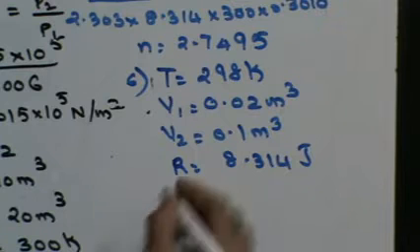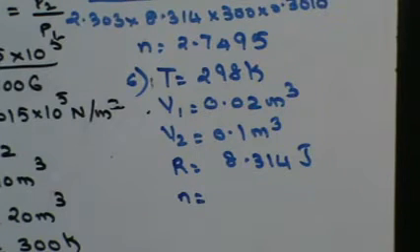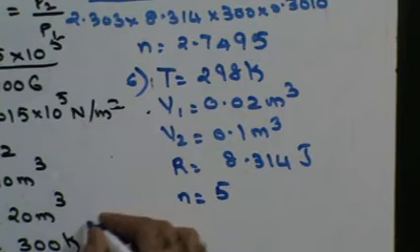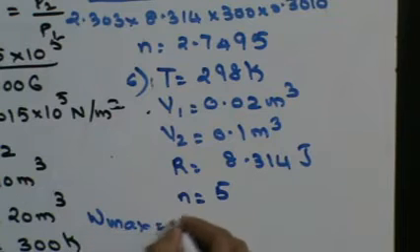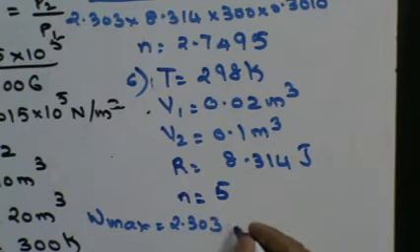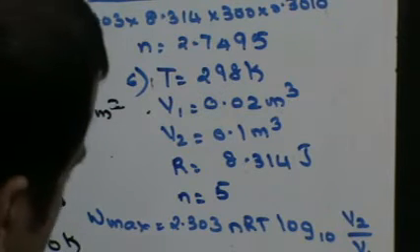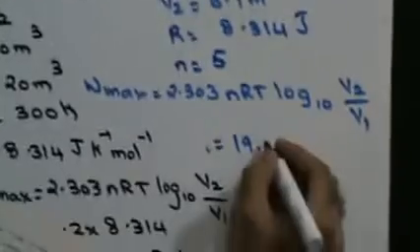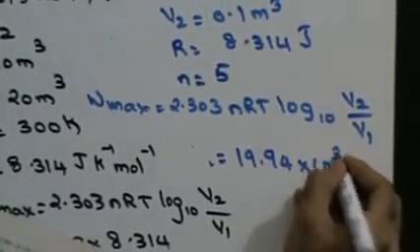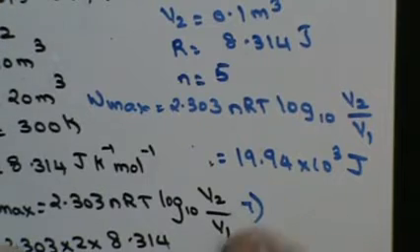They've given you the number of moles in the opening paragraph, 5 moles of a gas. So number of moles of a gas is also given to you. N is given to you. Straightforward, you can apply the formula and get the answer. So you will get W max is equal to 2.303 nRT log to the base 10 V2 upon V1. I'm not showing you the solving of this. You should be able to solve this and get the answer. The answer for this should be 19.94 into 10 raised to 3 joules. Next, take on next one please.